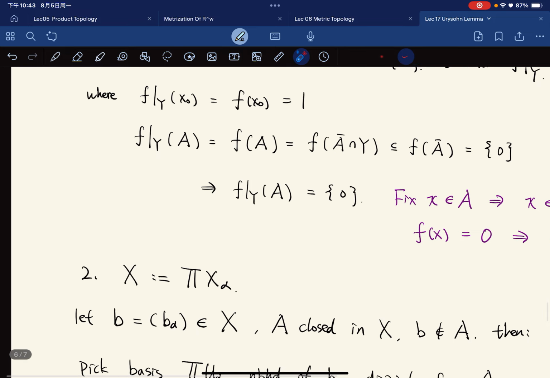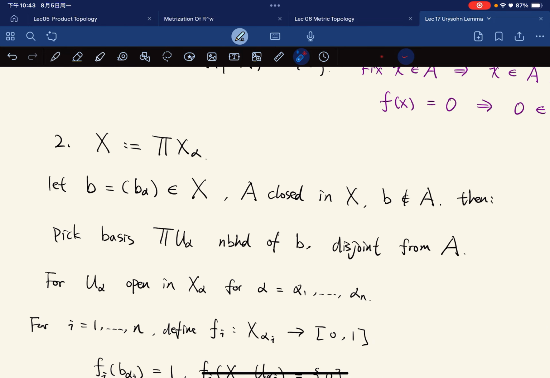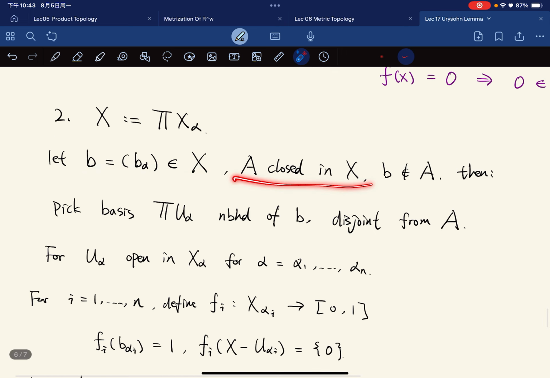And to verify the product, let X be the product space. Pick a point B in the product space, where A is closed in X and B is not in A. Then pick a basis neighborhood of B that is disjoint from A. This is definitely true because B is not in A.